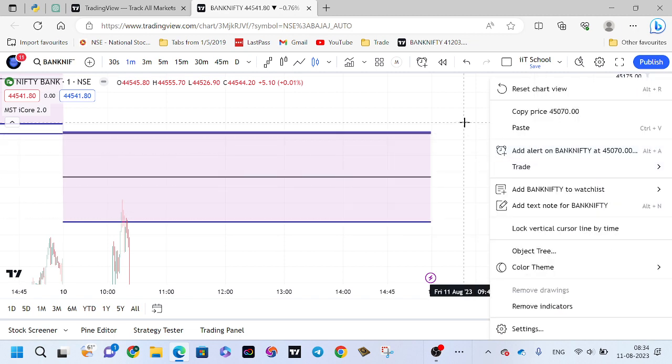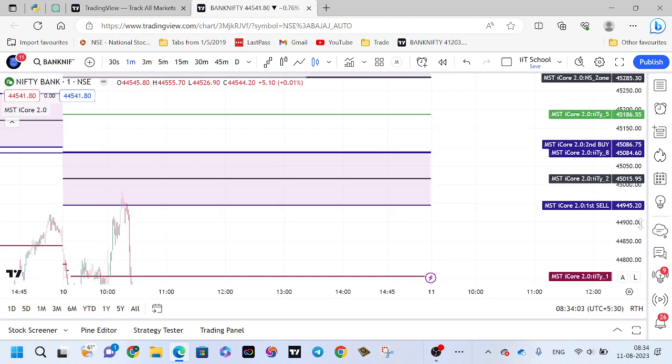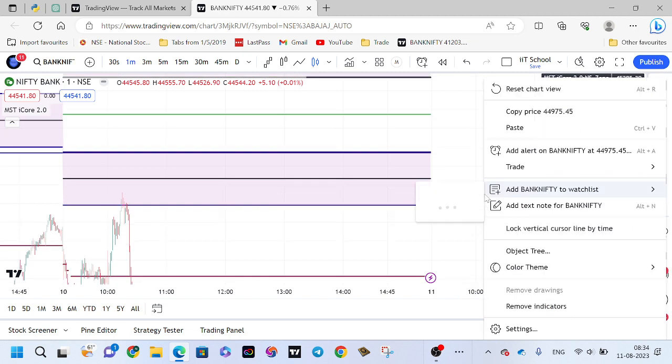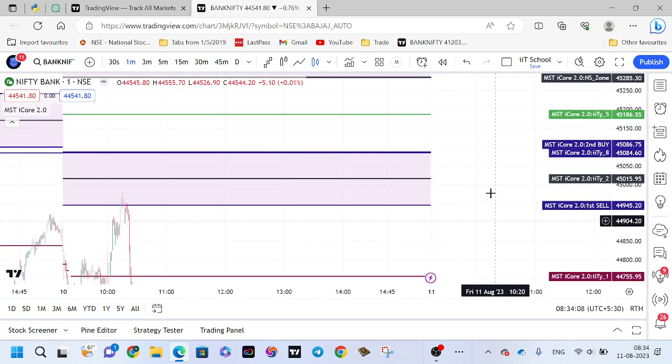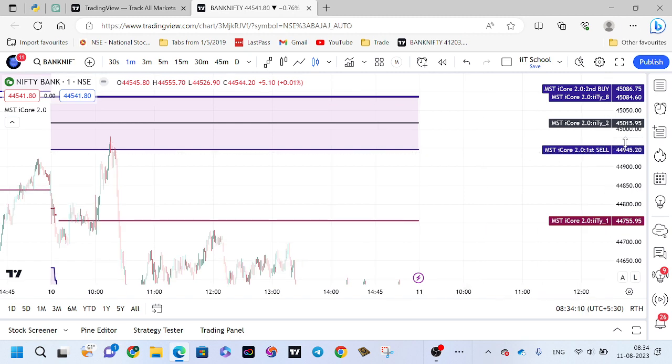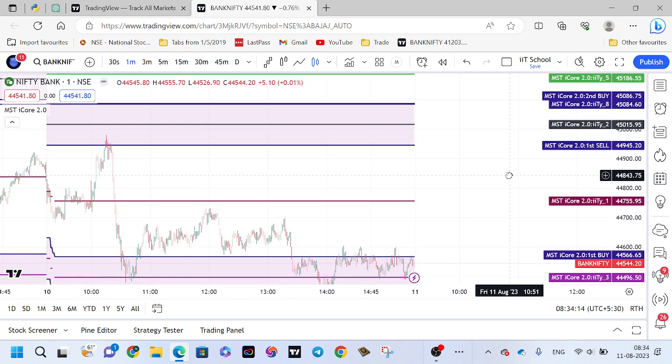45,084. Only if the market goes above 45,084 will the market be in a buy trend. Till then it will go upside and fall down, go upside and fall down. So sell on high only, Bank Nifty is there.